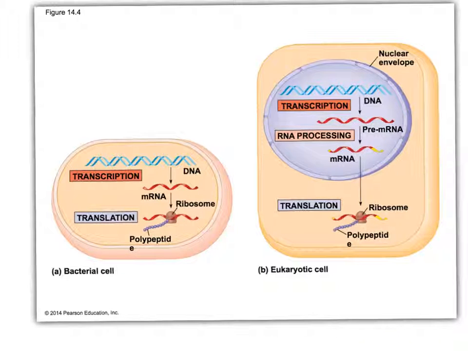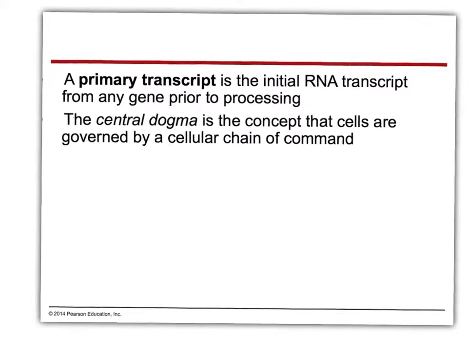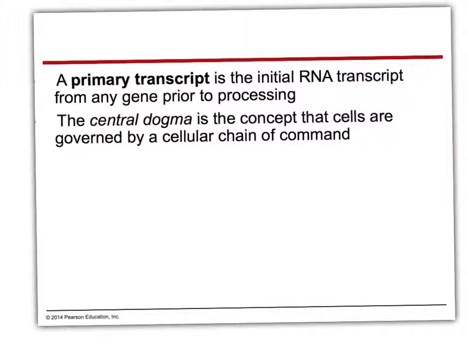In a prokaryotic cell up here on your left, there's no separation, so transcription starts and mRNA begins, the ribosome binds, and translation begins. Everything happens simultaneously. It does show a little arrow, but it does happen simultaneously. So, a little vocabulary.